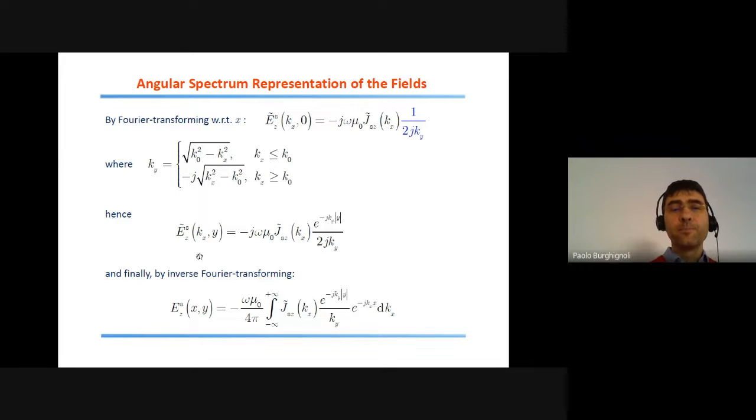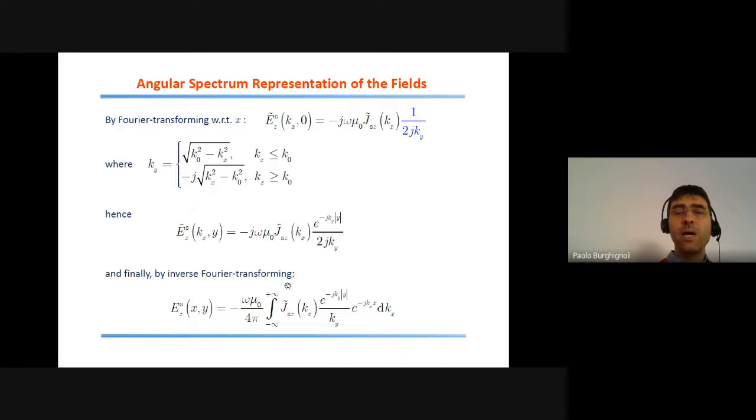In any case, once we know the spectrum of the scattered field on the plane y equals 0, it is immediate to obtain the spectrum everywhere else by restoring the dependence on y, that is by inserting the exponential dependence e to the minus j ky times the absolute value of y. So that finally, if we inverse Fourier transform, what we get is the electric field in the space domain, that is as a function of x and y.